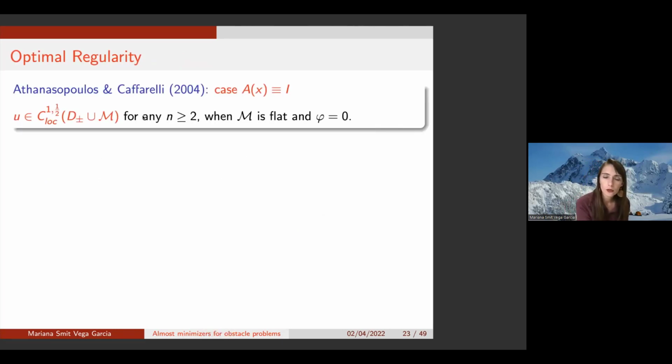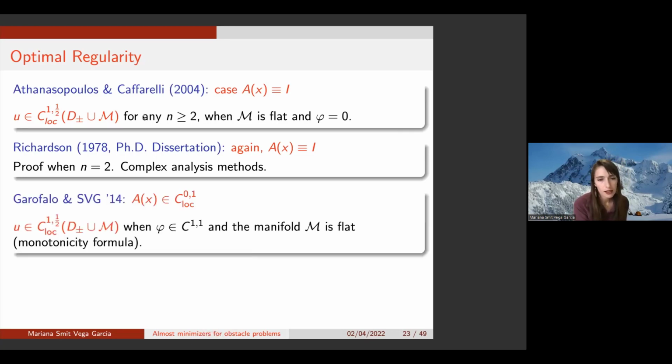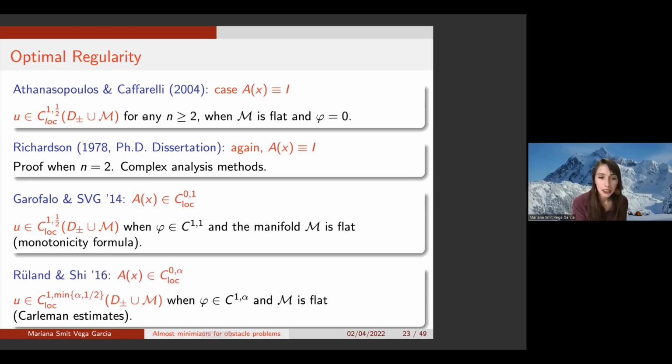First of all, in the case of the Laplacian, Athanasopoulos and Caffarelli were able to prove this in the case in which the manifold is flat and the obstacle is 0. Richardson had proved this result, but only in dimension 2 previously, using complex analysis. This was, I guess, the first thing I've ever done in math: to prove the optimal regularity, assuming that the coefficients of the matrix were locally Lipschitz. So that is also true, assuming the obstacle is of class C^{1,1}. In 2016, using very different methods, Ana Rulland and Wenhui Shi proved also the C^{1,1/2} regularity, assuming that the obstacle is in C^{1,α} and the manifold is flat.